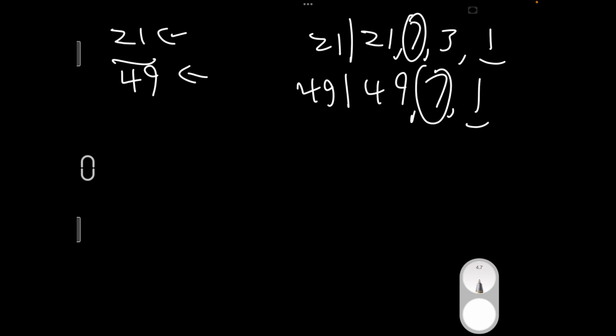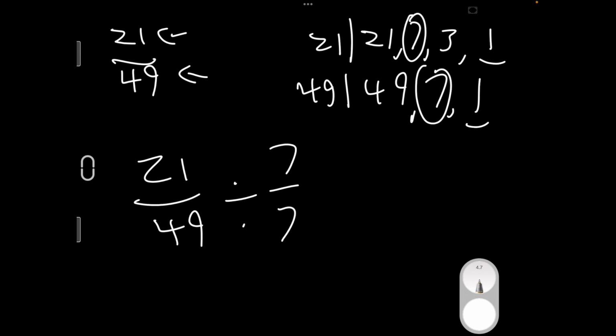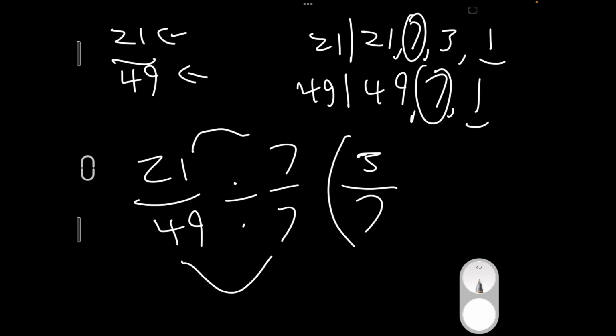So now that we know this, we need to divide the numerator and denominator by 7. So 21 over 49 divided by 7 over 7. We're dividing the numerator and denominator. So 21 divided by 7, that's going to be 3. And 49 divided by 7, that's going to be 7. So our final simplified answer is 3 over 7.